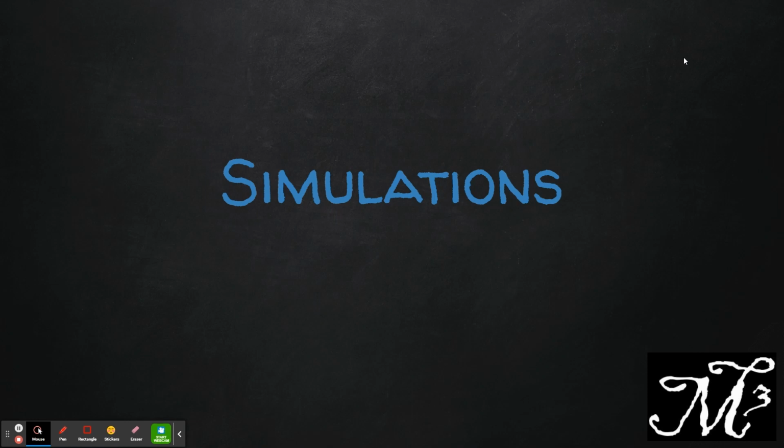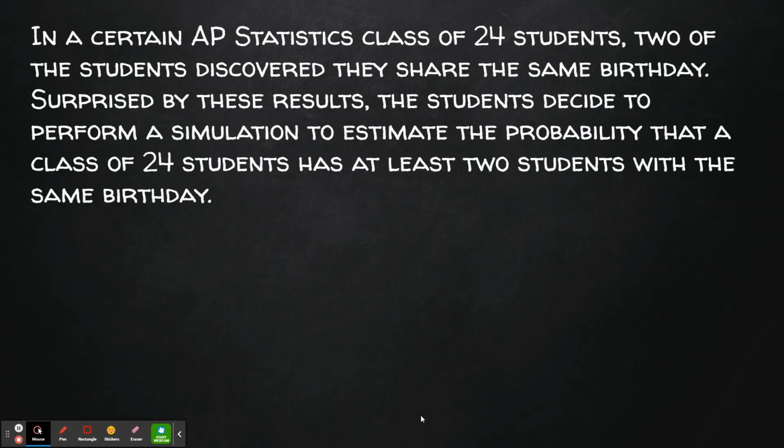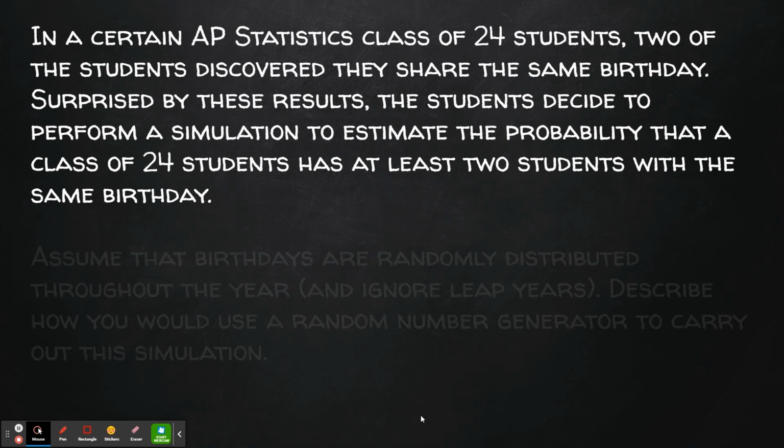Today, we're going to be talking about simulations. In a certain AP statistics class of 24 students, two of the students discover they share the same birthday. Surprised by these results, the students decide to perform a simulation to estimate the probability that a class of 24 students has at least two students with the same birthday.